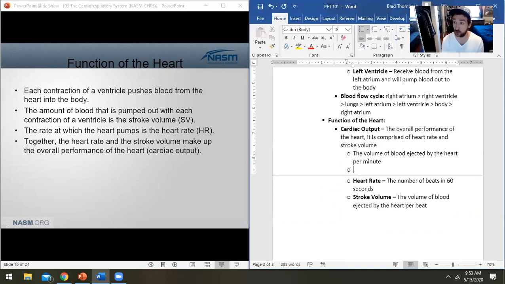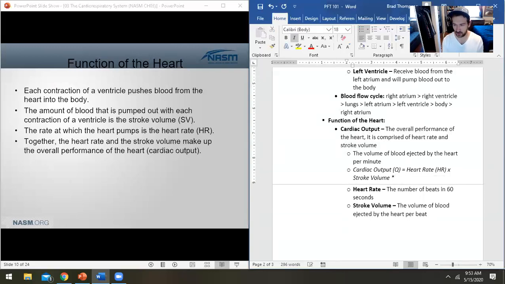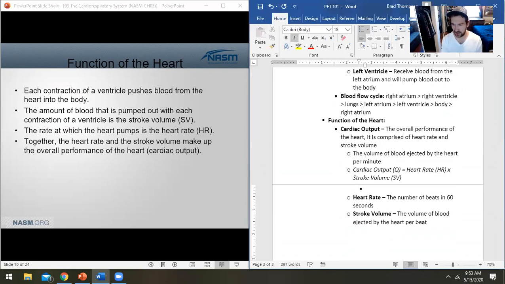Let's put that formula real quick and then I'll finish what I was talking about. So cardiac output, which we label as Q, by the way. The formula is Q equals heart rate, or HR, times stroke volume, or SV. So that looks like Q equals HR times SV.